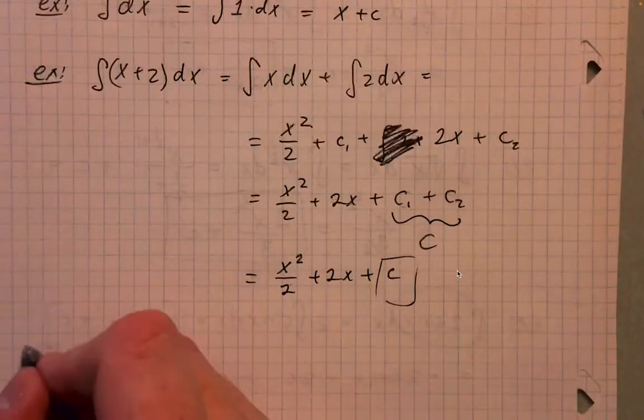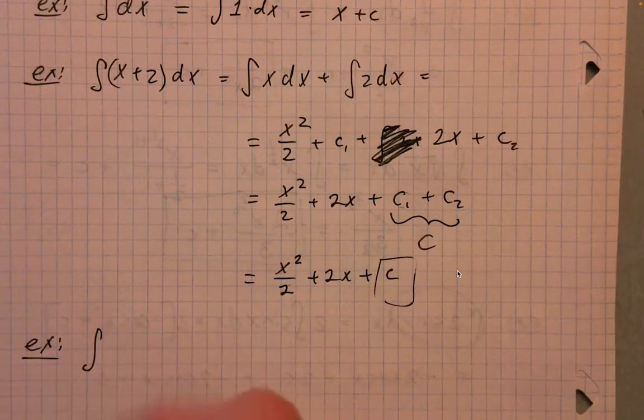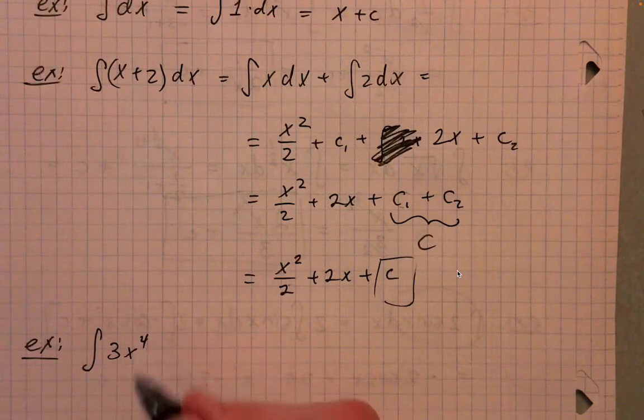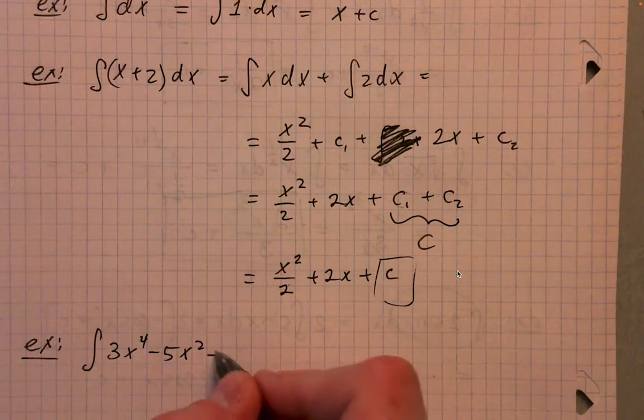Let's do one more example of those. So the integral of 3x to the fourth minus 5x squared plus x.